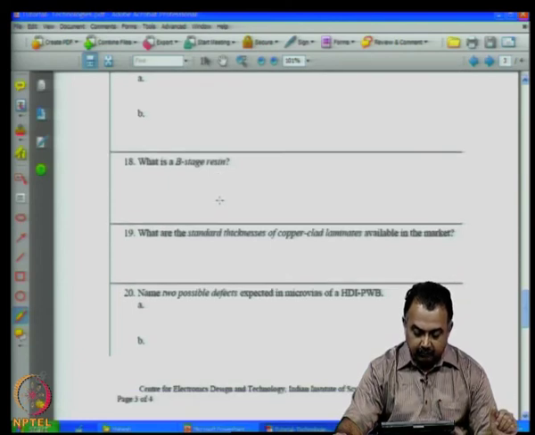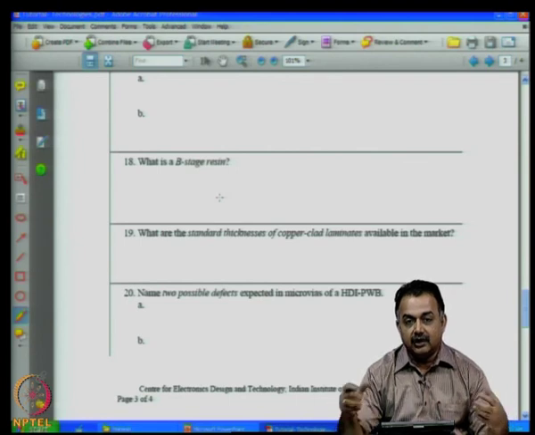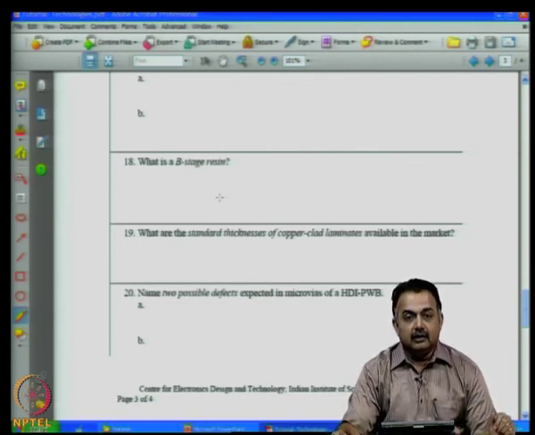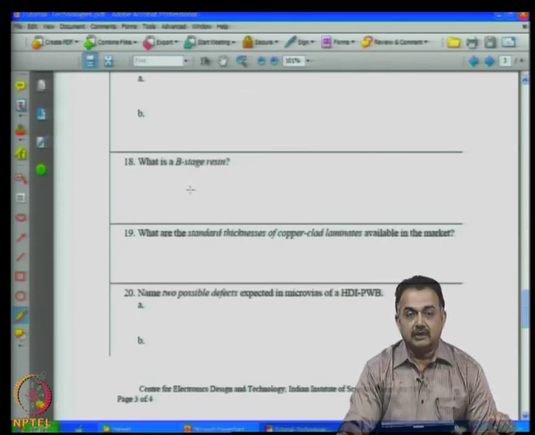Finally, 2 possible defects in micro vias. We have seen that one is delamination or poor adhesion, and the other thing is shrinkage of the dielectric material. So, this is the end of the tutorial and end of this module on high density interconnect technologies and a complete spectrum on printed wiring board technologies.